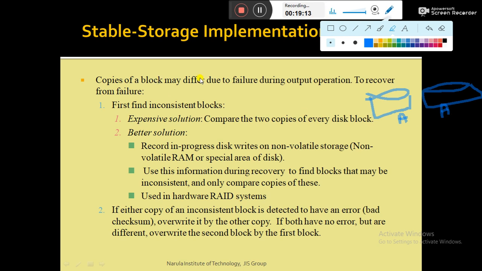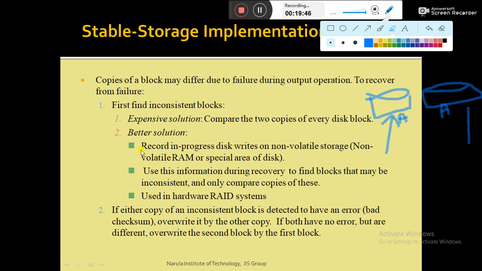Suppose there is a copy of a block; here the copy of a block means the data item. The copy of the block or the copy of the data item may differ due to failure during an output operation. Suppose we have updated the data item A, but we are not able to update the data item on the second disk. That is, we have successfully updated the data item A on the first block, but not on the second block. So that is partially successful. In that case, how do we recover from the failure?